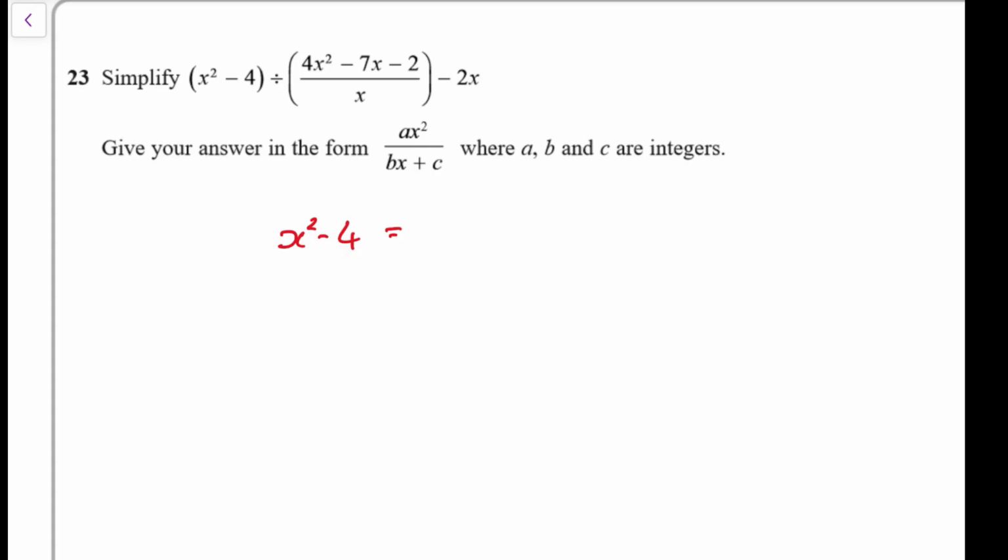First thing, x squared minus 4. Well, this is the difference of two squares. This is one of those things you just need to get used to recognizing. So I can write this as x minus 2 over x plus 2. So I've done the first bit, or I've simplified something.